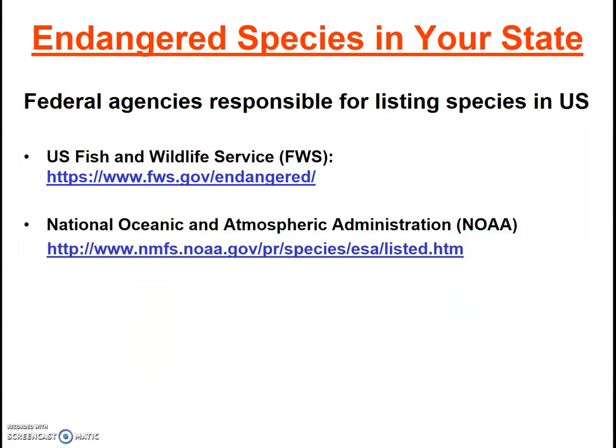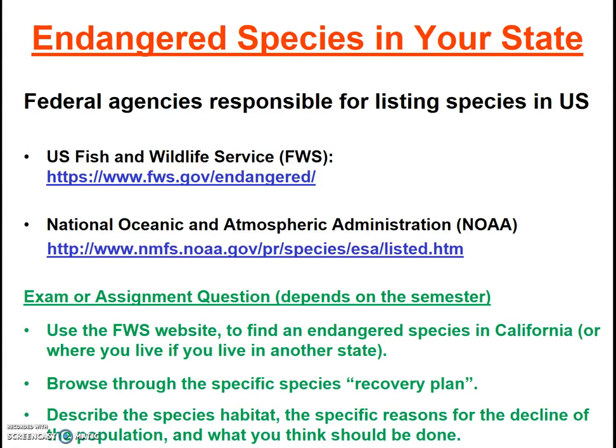In the United States, the U.S. Fish and Wildlife Service is responsible for listing endangered and threatened terrestrial species. The National Oceanic and Atmospheric Administration is responsible for listing marine species. Check out their websites. For this week's assignment, or exam, depending on the semester, you will be asked to research an endangered species in your state. Notably, California and Hawaii each have over 300 listed species. They're hotspots. Other states generally have fewer than 24 species each.